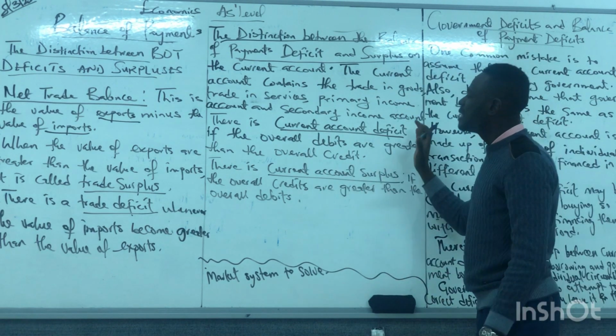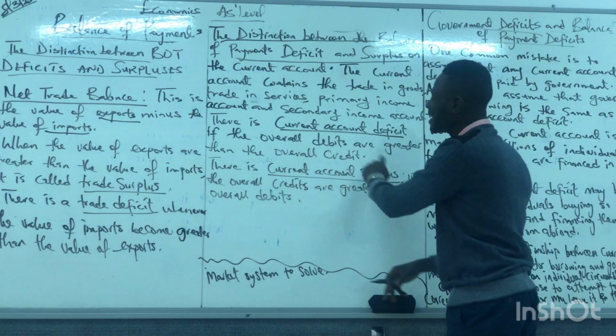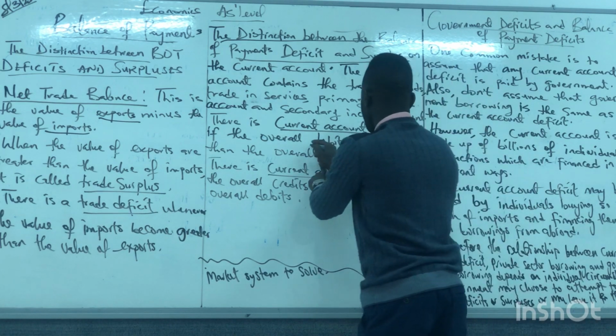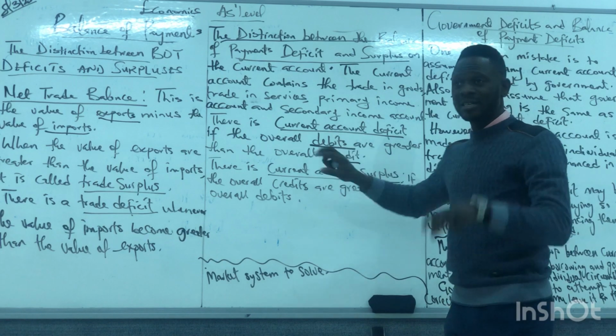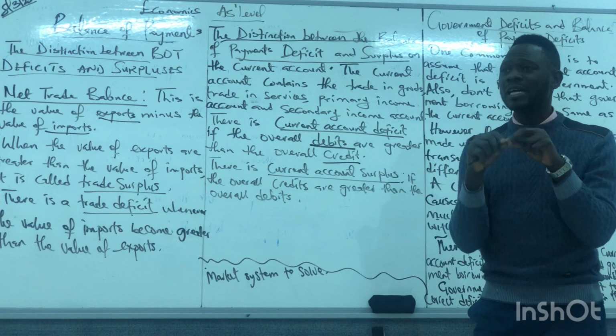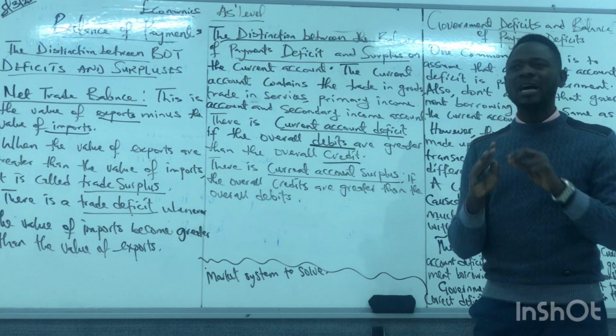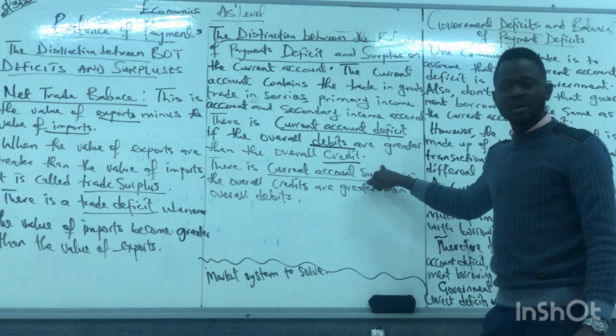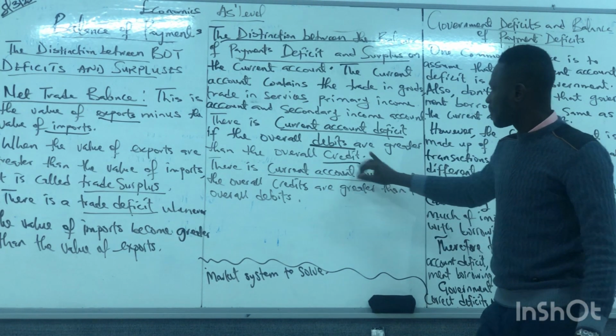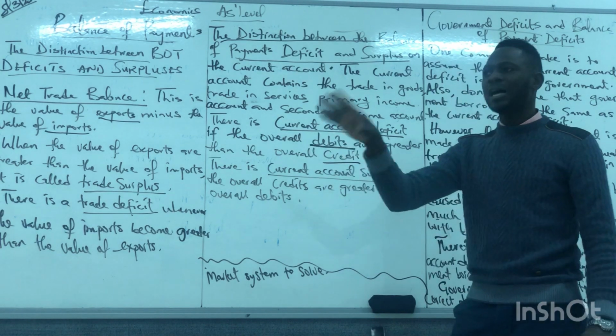So there's a current account deficit if the overall debits are greater than the overall credits. So when your debit is more than your credit in your current account, then there's what we call a deficit. Do you all understand deficit here? Your current account should have a balance.